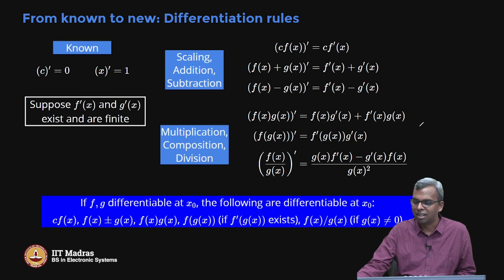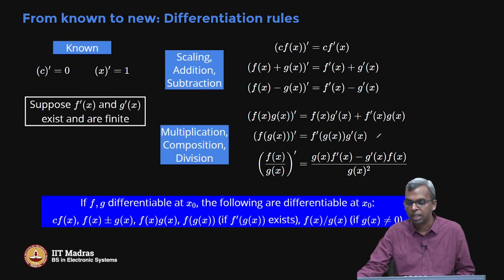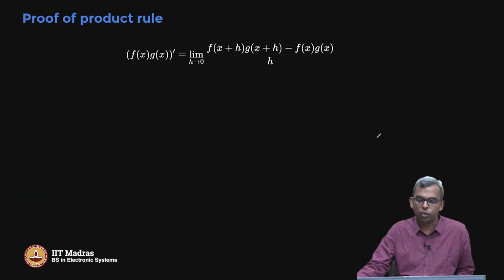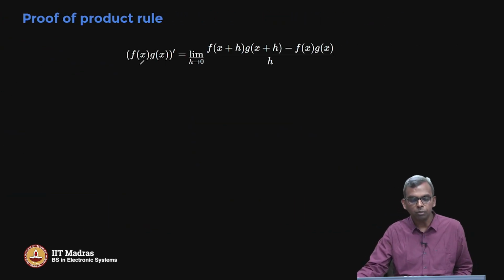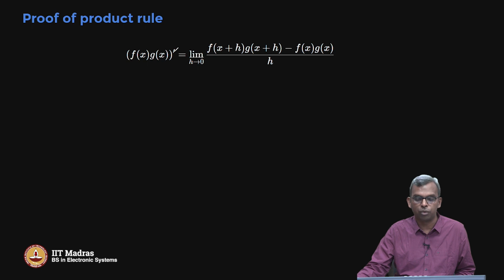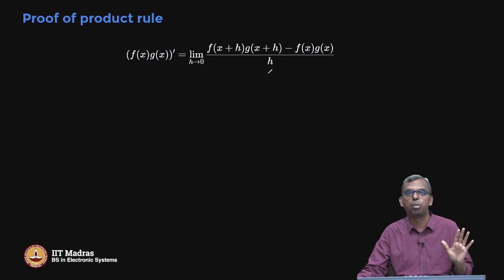All right, and let's see the proof for the product rule and the composition rule, and then more. Okay, proof of the product rule. So first start with the definition, right? So f times g at x, I want to take the derivative of. What is the definition? It's the limit as h tending to 0 of f times g evaluated at x plus h minus f times g evaluated at x, divided by h. This is the formula, right?